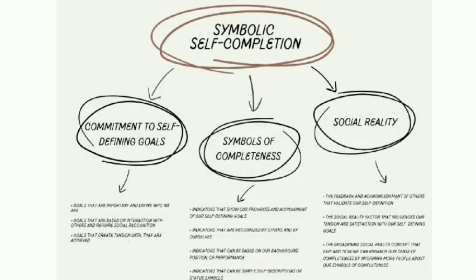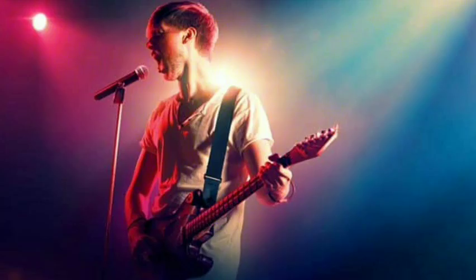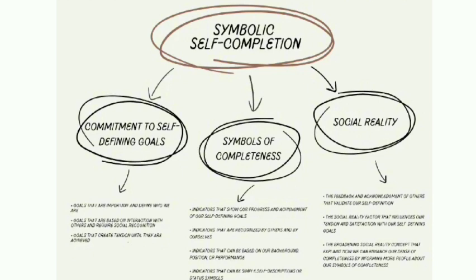Symbolic self-completion is a psychological theory that explains how people try to achieve their personal goals and express their identity through symbols. Symbols are things that show others who we are or what we have accomplished, such as titles, diplomas, awards, possessions, or behaviors. For example, someone who wants to be a musician might buy a guitar, join a band, or perform in public. These symbols are important because they make us feel complete and confident in our identity.